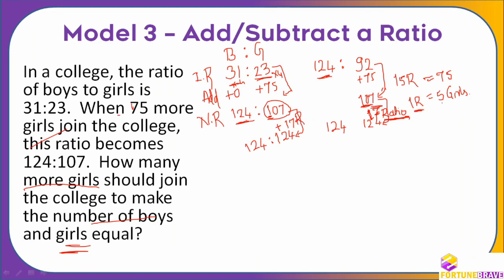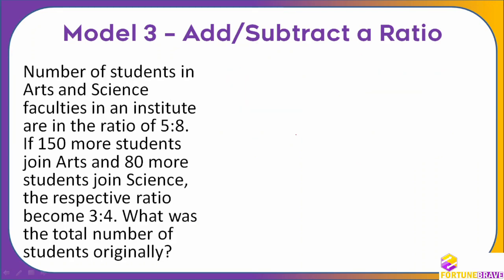Now what we know is 1 ratio is equal to 5 girls. We have to add how much? 17 ratio. Means the actual value we have to add is 17 into 5, which is equal to 85. So 85 girls more have to join this college to make them equal. Okay. So you can go through the process once again so that it will be very, very clear. If you are not able to understand, I am going very, very slowly. Go back and read and listen to it once again. Okay. So next question.